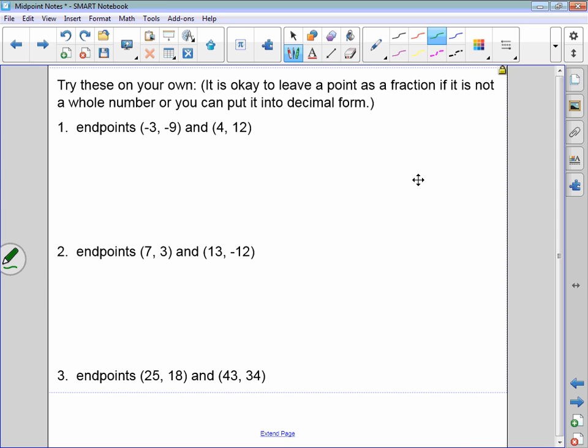I'd like you to try these next 3 on your own. And when we come back, after you have paused it and worked through these 3, we will do them together as a group. Please pause the video and give this a try.